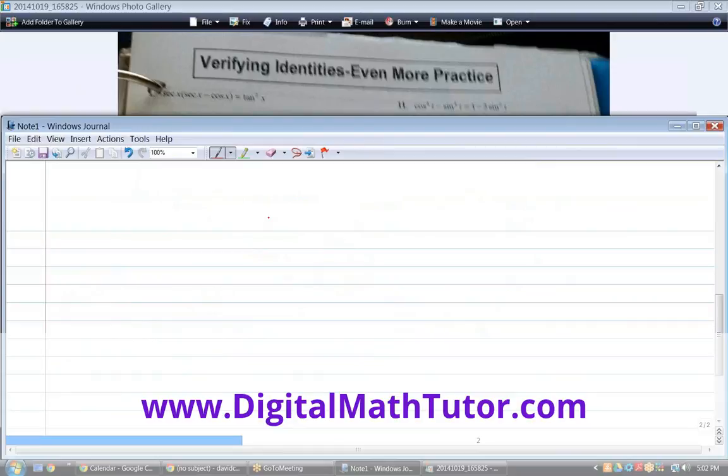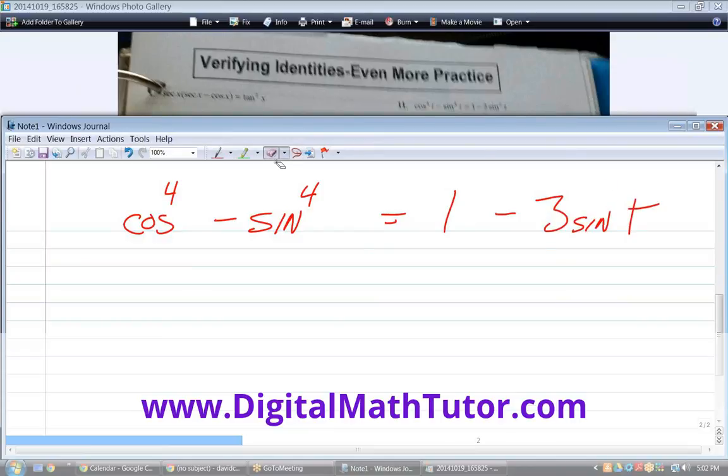You might have to interpret there. Does that say cosine fourth? Yeah, cosine fourth t minus sine fourth t equals 1 minus 2 sine squared t. That looks like a 3 to me. Yeah, that's a 2. It is a 2? Yeah.